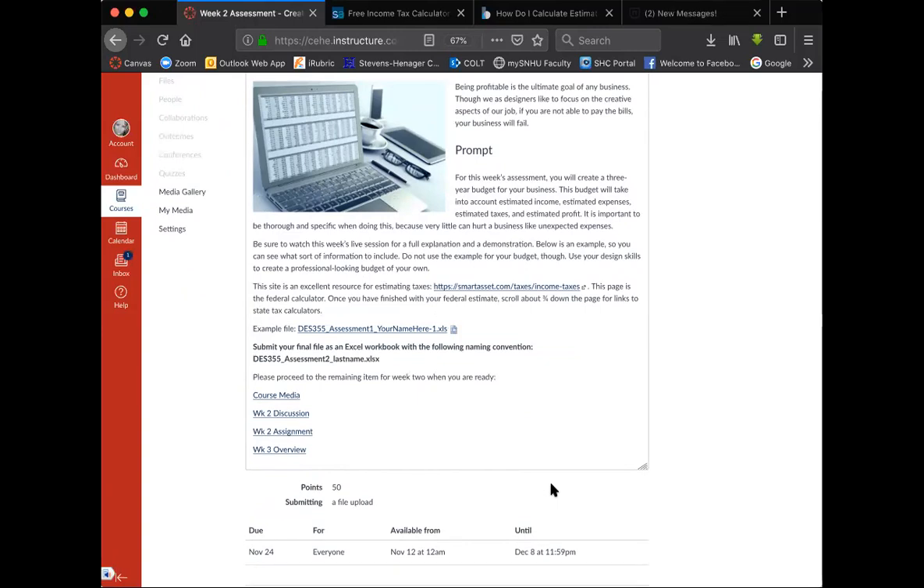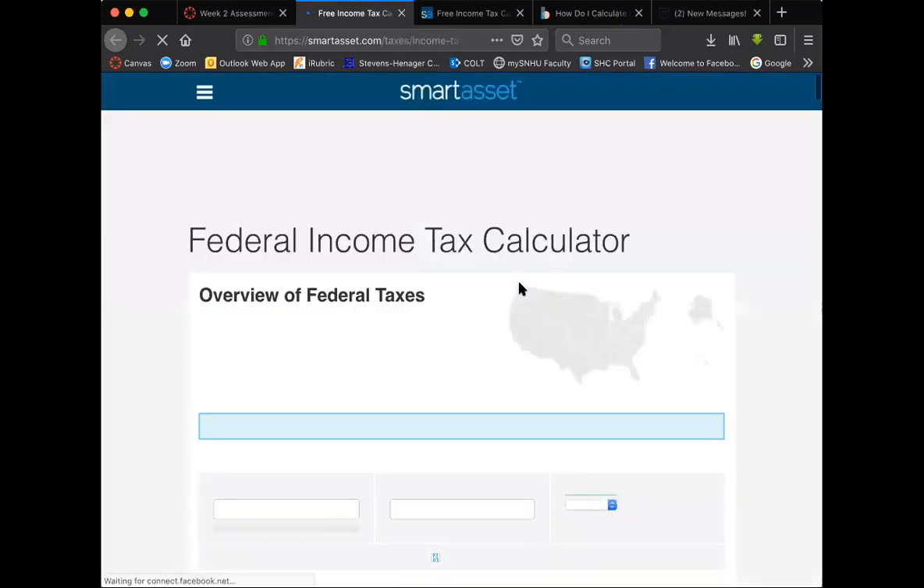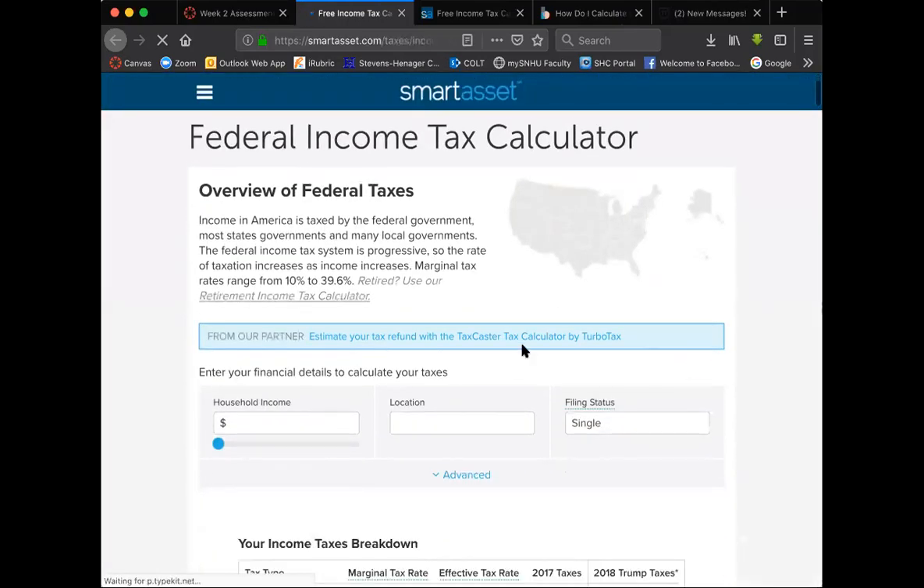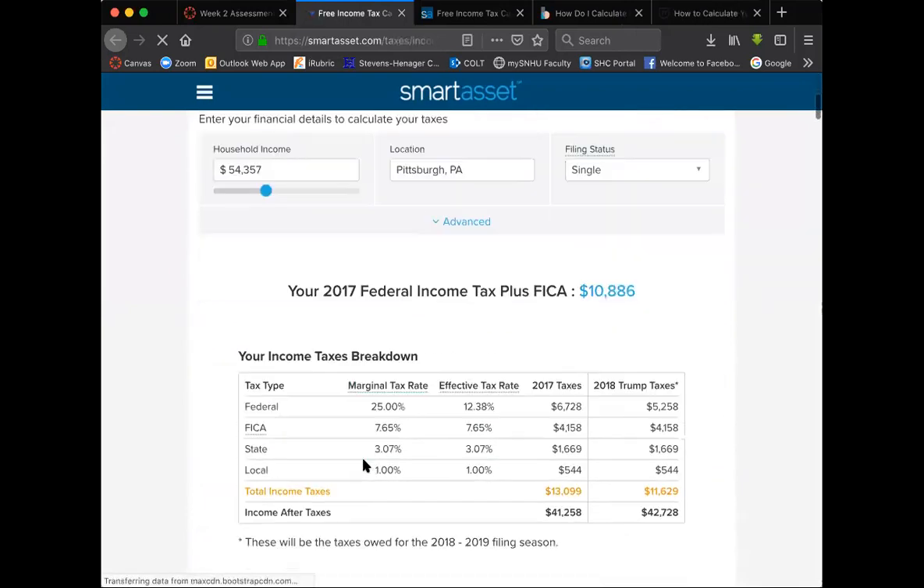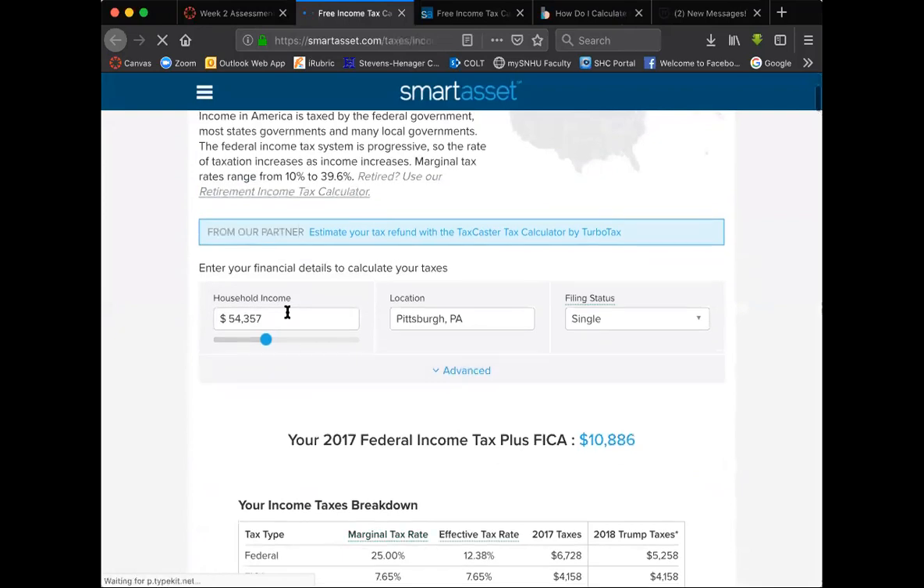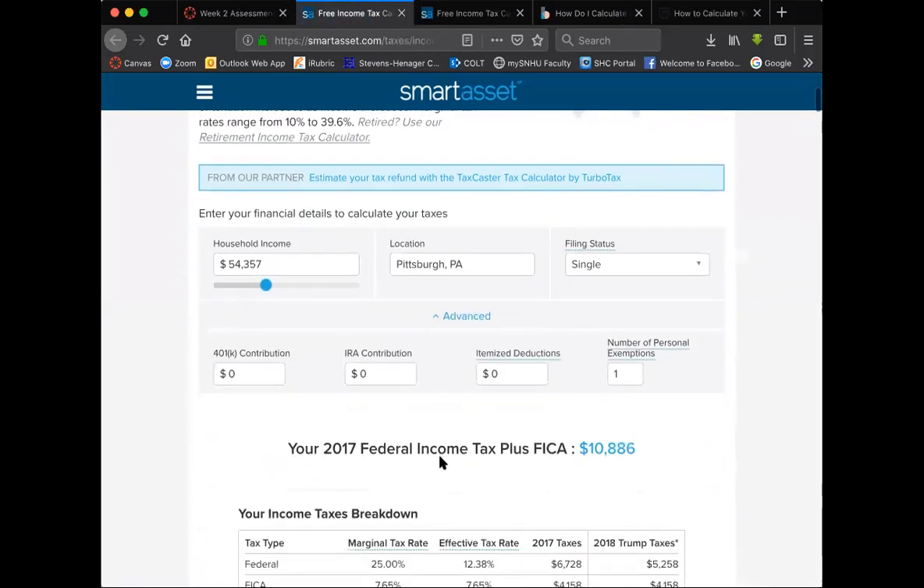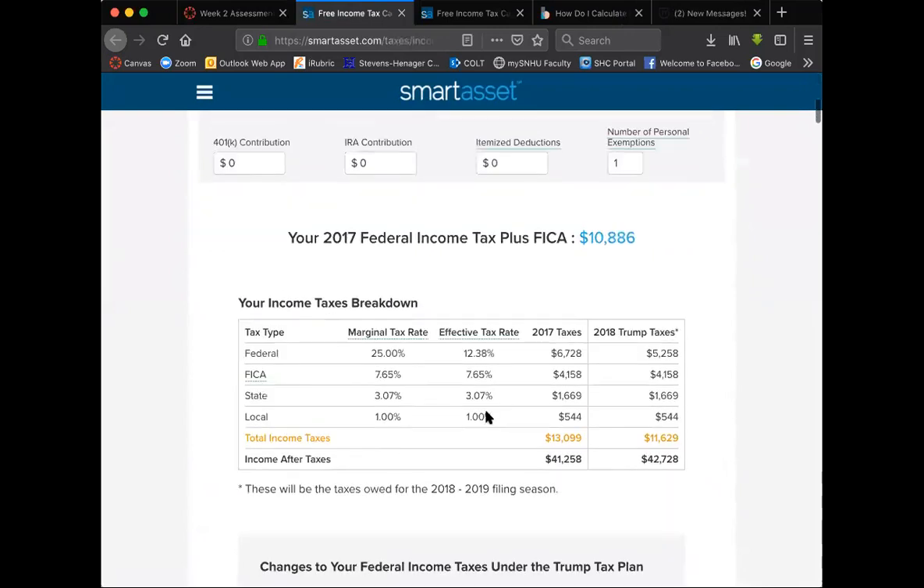The site is an excellent resource for estimating taxes. You can go right here to this website. So what you do is you just put your location, your household income, and your filing status, and it should break it down. So let's say you are making around $54,000 in Pittsburgh, filing single. Here is your income taxes broken down. So your federal taxes at 25%.